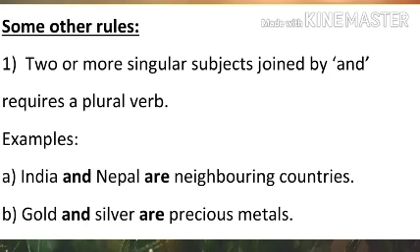If the subject is more than one, then it is plural in number, and so the verb will also be plural, like India and Nepal are neighboring countries. Gold and silver are precious metals.